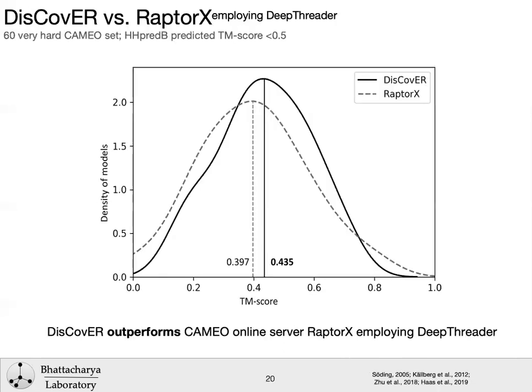Since the distance-based threading method DeepThreader is not publicly available to run, we compared the performance of DisCovER to that of the CAMEO server RaptorX, which according to the CAMEO assessment paper employs the distance-based threading method DeepThreader. Here we use the 60 very hard CAMEO target set as a benchmarking dataset. As shown in the figure, DisCovER achieves a higher mean TM score than RaptorX, while skewing the overall TM score distribution towards higher accuracy. That is, DisCovER outperforms DeepThreader in one of the most challenging threading situations.